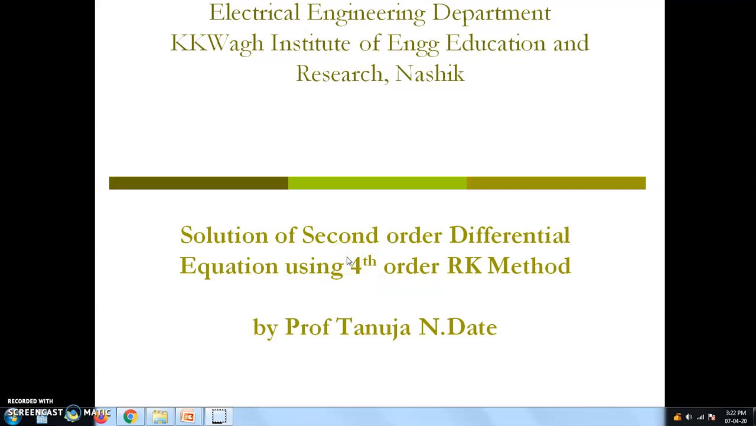Good afternoon. Today we are here to learn about the solution of second order differential equation using fourth order Runge-Kutta method. This is by Professor Tanuja Date from Electrical Engineering Department, Kekewag Institute of Engineering Education and Research, Nasik.